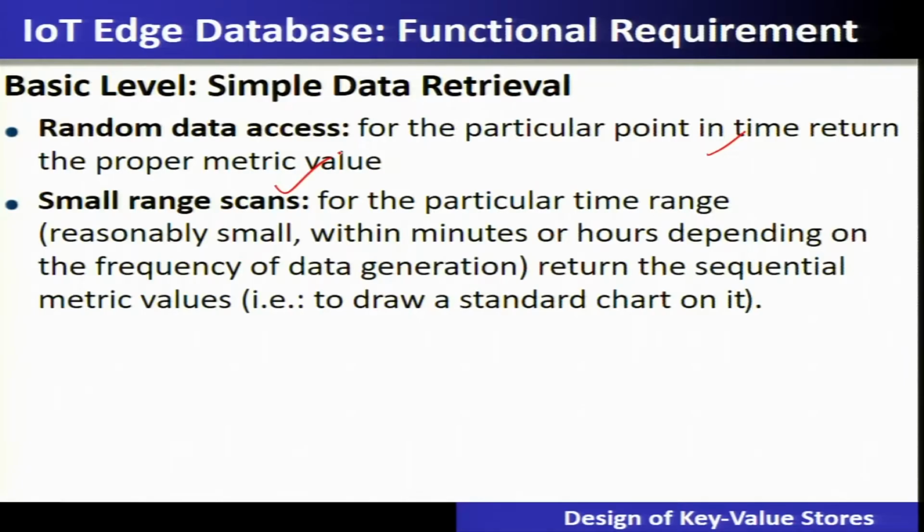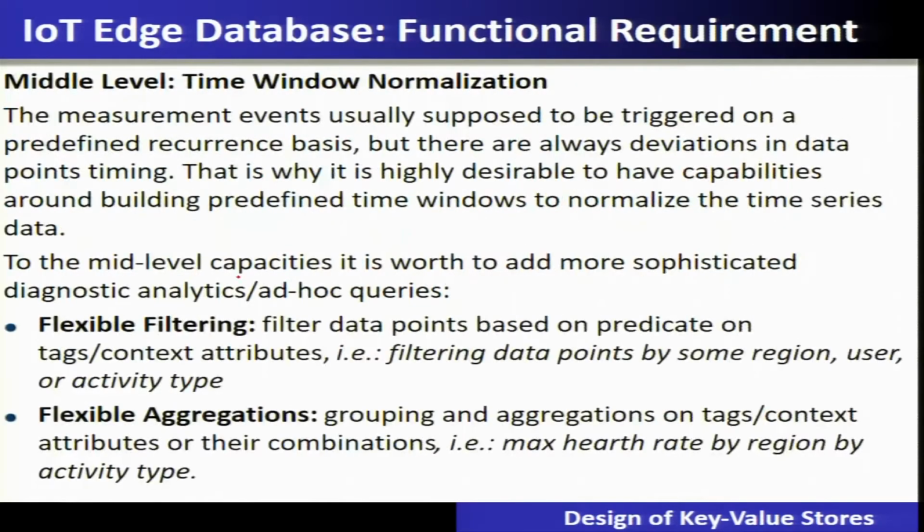Similarly, a small range-based query is also sometimes needed, which returns sequential metric values. At the middle level, time window normalization techniques need to be supported. Measurement events are usually supposed to be triggered on a predefined recurrence basis, but there are always deviations in the data point timings. That is why it is highly desirable to have capabilities around predefined time windows to normalize this time series data.